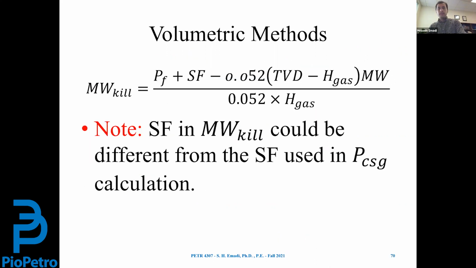So if formation fluid started entering the wellbore not because of the fast stripping, and we think that we were underbalanced, and during the static condition we were also underbalanced, we can calculate the density of kill mud. So we want to replace the gas with the kill mud, so at the end of the operation we are overbalanced. We can calculate it using this equation. PF is formation pressure plus safety factors minus 0.052 times TVD minus height of gas times mud weight, divided by 0.052 times height of gas.